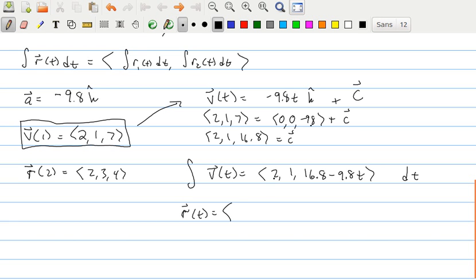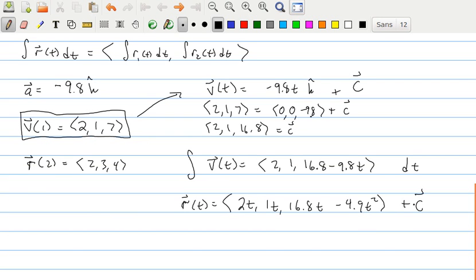So the integral of 2 gives us 2t. The integral of 1 gives us 1t. And over here we've got 16.8t minus 4.9t squared plus a constant of integration. And again, that constant has to be a vector because we're dealing with a vector on both sides of the equation. And now we're going to plug in our second initial condition on here. So we're going to plug in 2 for all the t's.